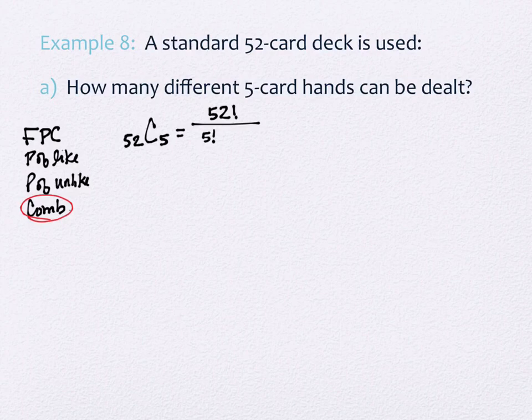Subtract, guys. How many are we not choosing? Thank you so much, Kate. 47. Okay, so this is the format that we use for combinations.